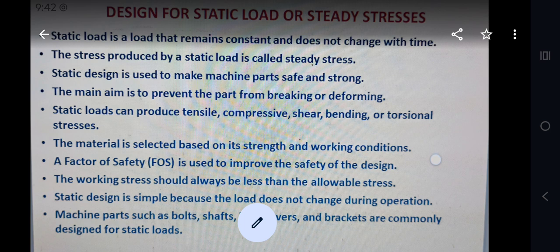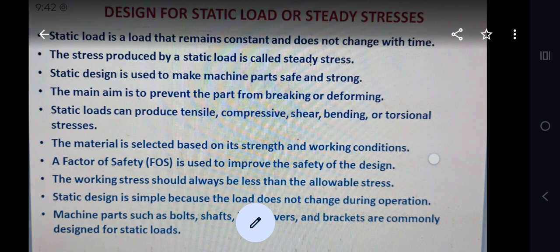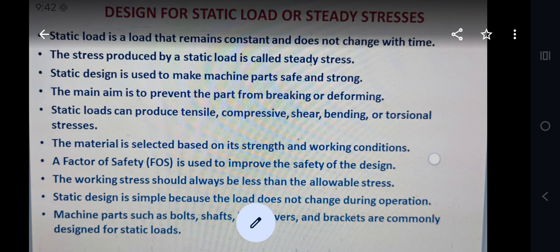Today's class will mainly answer three questions. First one, what is a static load? Second one, what is steady stress? Third one, how do we design a machine component safely under a static load?